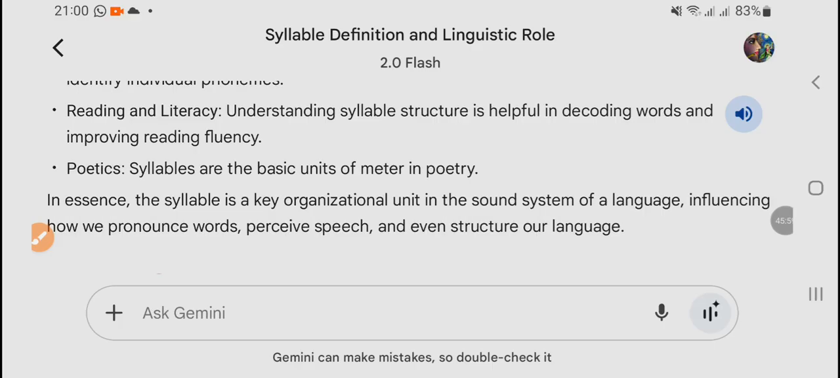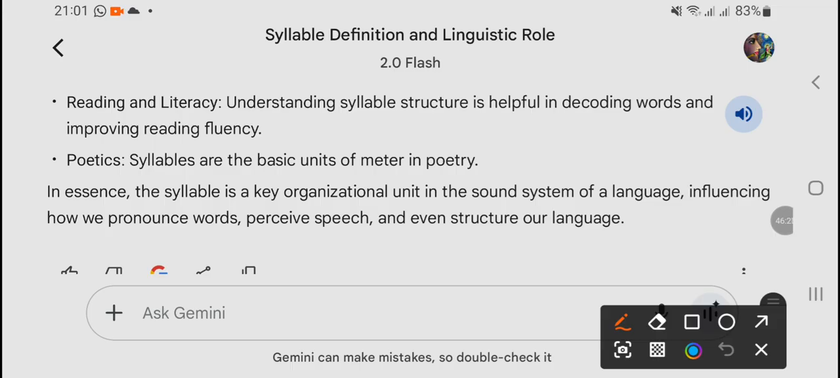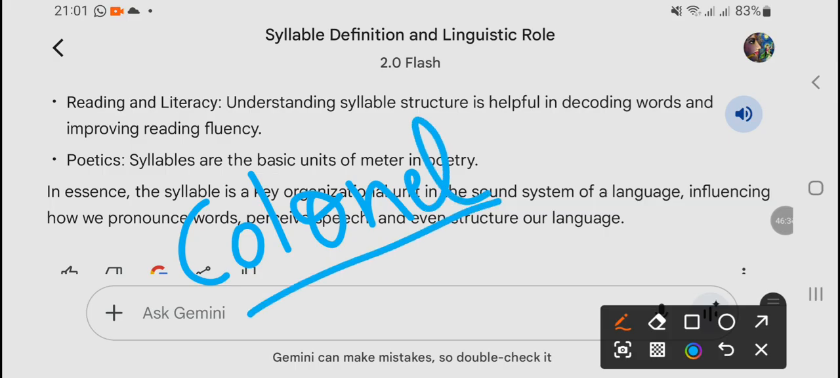Then reading and literacy. Understanding syllable structure is helpful in decoding words, right, and improving reading fluency. So if you have command over syllables, you know how to pronounce, and where the word is different and the sound is different. For example, this is kernel, right? No R is used in the sound, the sound is kernel, right?